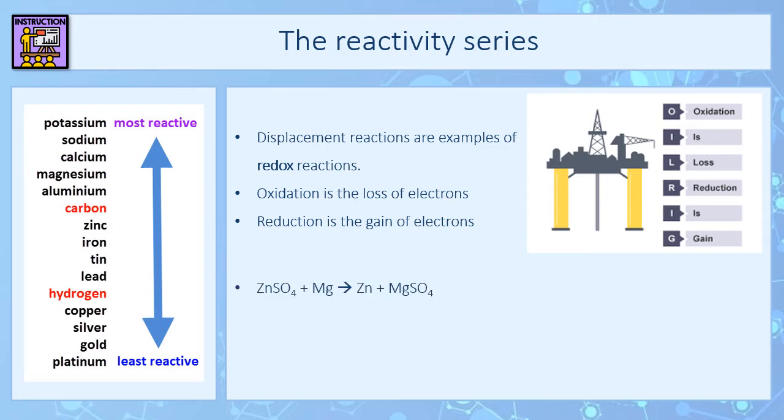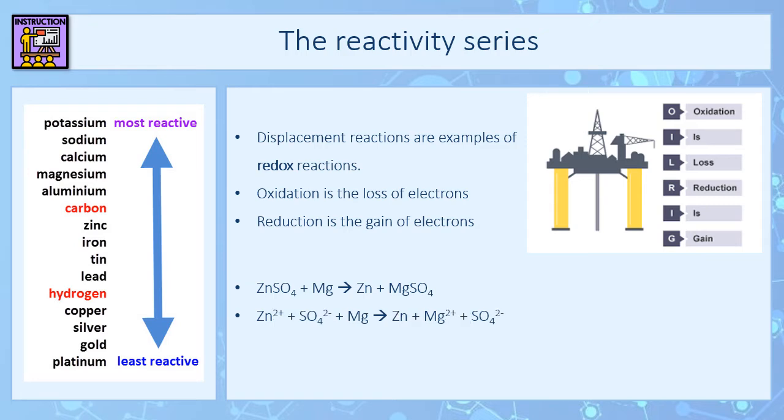So let's look at an example of a displacement reaction. We've got zinc sulfate and magnesium reacting together. Again, because the magnesium is more reactive than the zinc, it can displace it from the compound, and we end up with two products, zinc and magnesium sulfate. So the magnesium has displaced the zinc in this example. Our next step is to work out what is happening in terms of the metal ions and atoms.